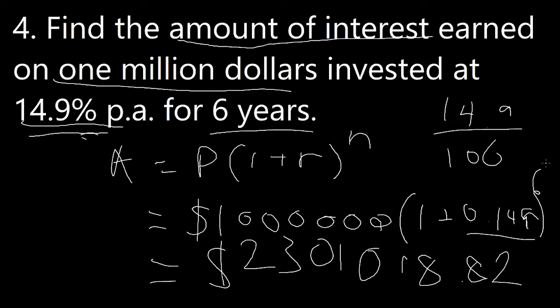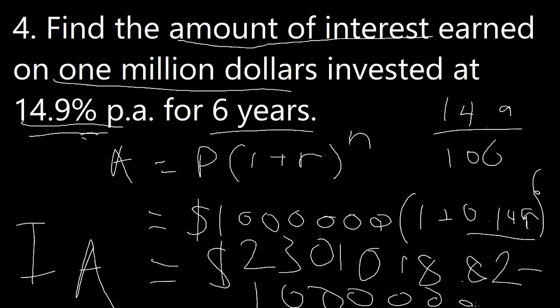But what we want is we don't want this total end amount. We want just the interest. So what do we have to do? We have to minus 1 million. And you should be able to see this just in your head. Then we just need to cross out that 2 and put a 1. So we have $1,301,018.82. So pretty good work there.